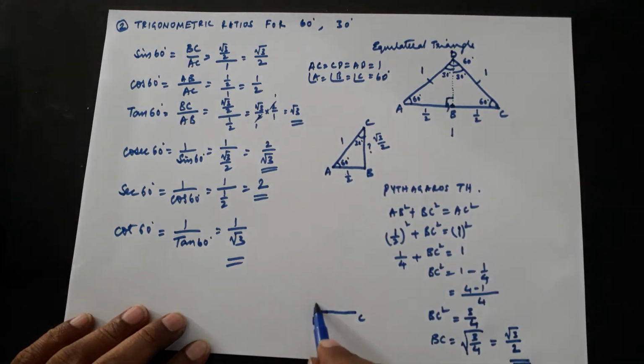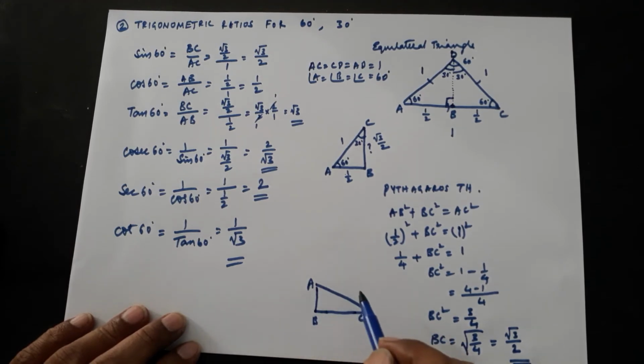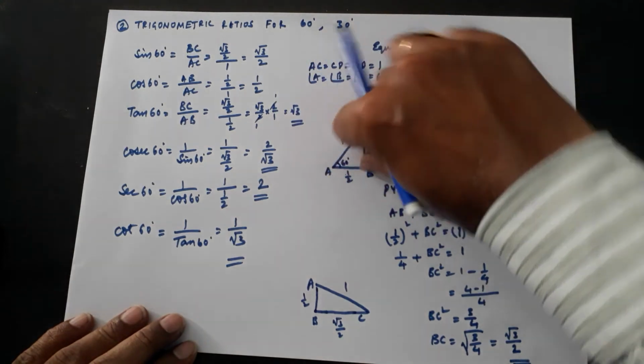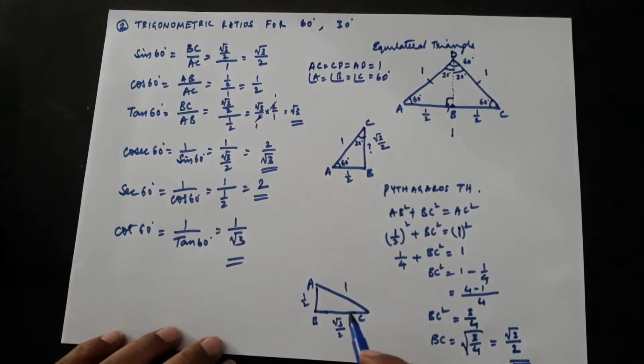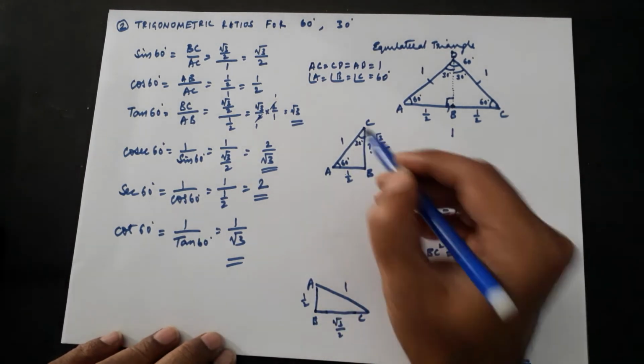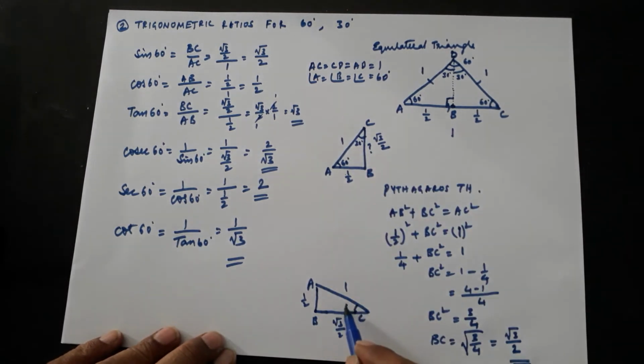Okay. This would be BA, and this is AC. So AC is 1, this is root 3 by 2, this is 1/2. What I am doing is just slanting this by 90 degrees, like this. Why am I doing that? Because we already have 30 degrees, we can find out the trigonometrical values for 30 degrees.